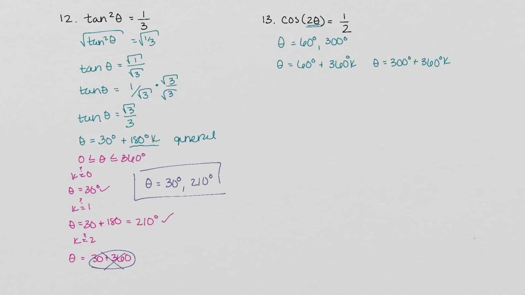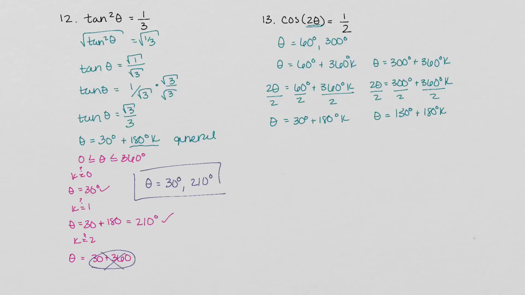And so now I know those are the angles where cosine is 1/2. But remember that I'm not just looking for theta, I've got 2 theta. I say 2 theta has to be the 60 degrees plus 360K, and 2 theta is equal to 300 degrees plus 360K. And so we're going to solve for theta. So divide everything by 2. And we get theta is equal to 30 degrees plus 180K. Again, over here, we divide everything by 2, and we get theta is equal to 150 degrees plus 180K. And so these, again, are general solutions.